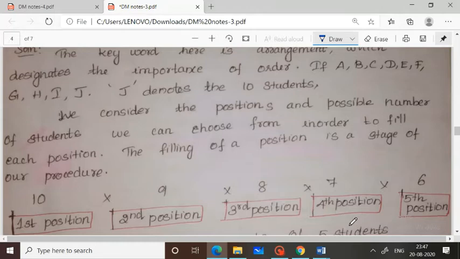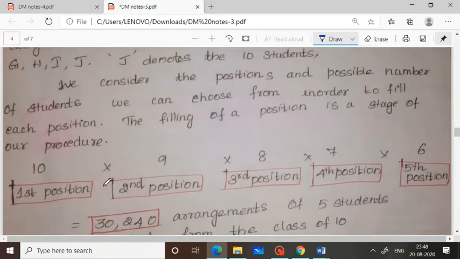That means the first position can be filled in how many ways? You have 10 students, so 10 options are there. That means our first position has to be filled in 10 ways. So out of the 10 we select 1, and now the others are left over. Here we are not allowing repetition, because out of the 10 students we select 5 students. That means the second position has to be filled, and we are not going to place the first person again.